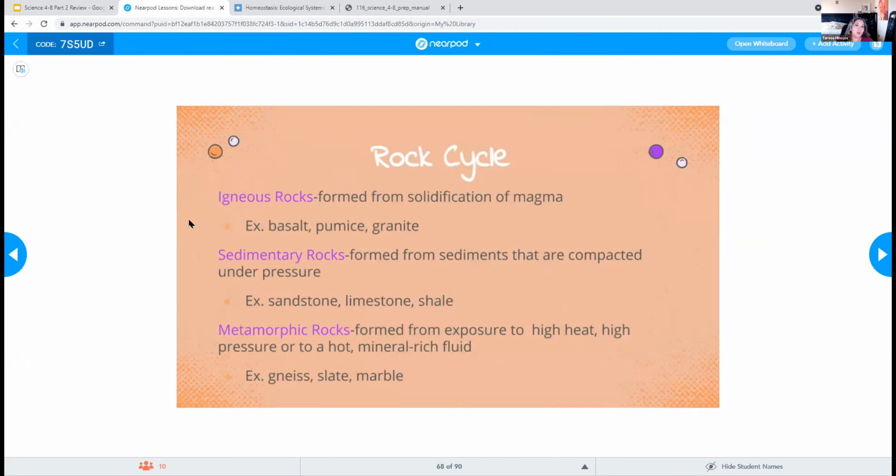And there they are. So igneous rocks, again, it's basically just the solidification of magma. So it just crystallizes, right? Magma is like a liquid, and then once it turns into that solid, it's igneous rock. Common examples are basalt, pumice, and granite. Sedimentary examples would be sandstone, limestone, and shale.